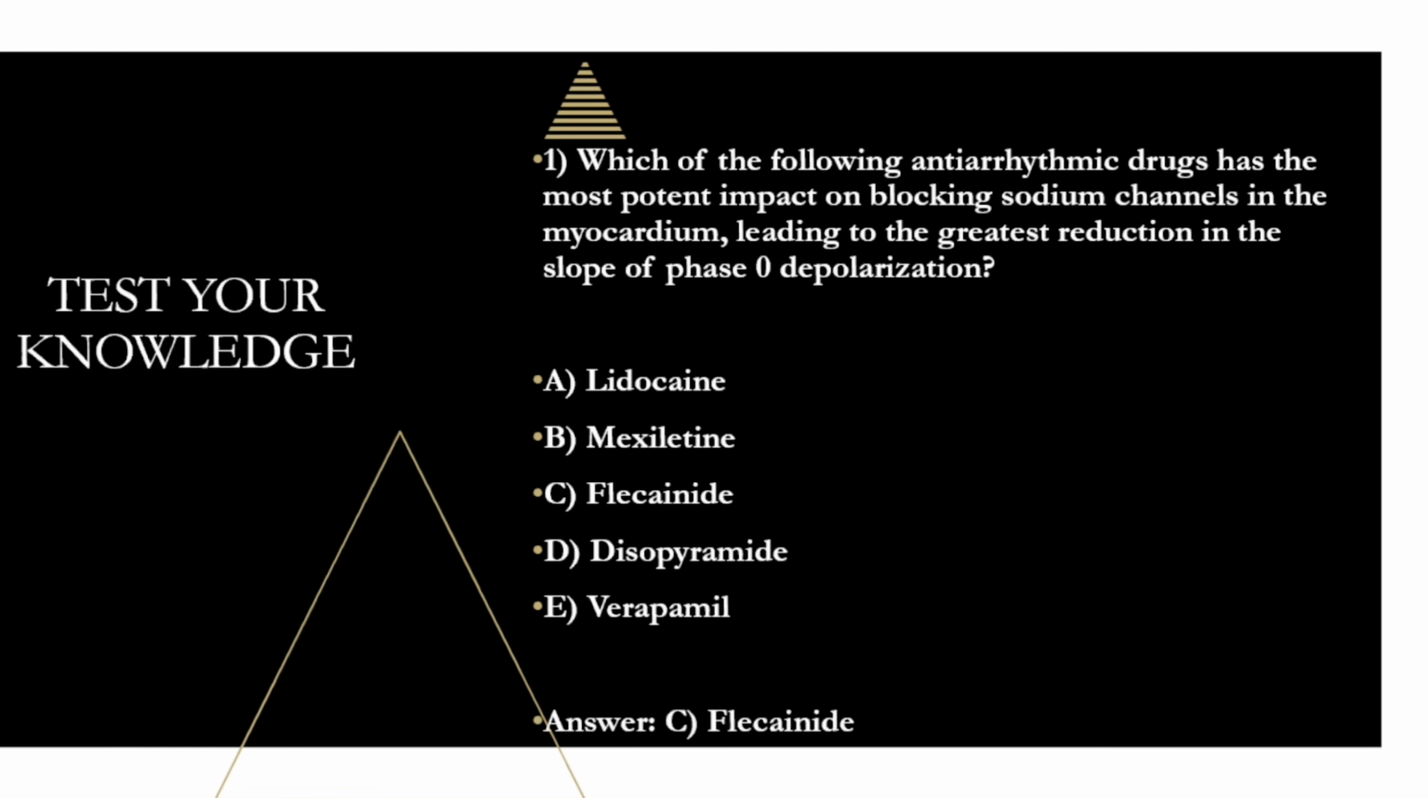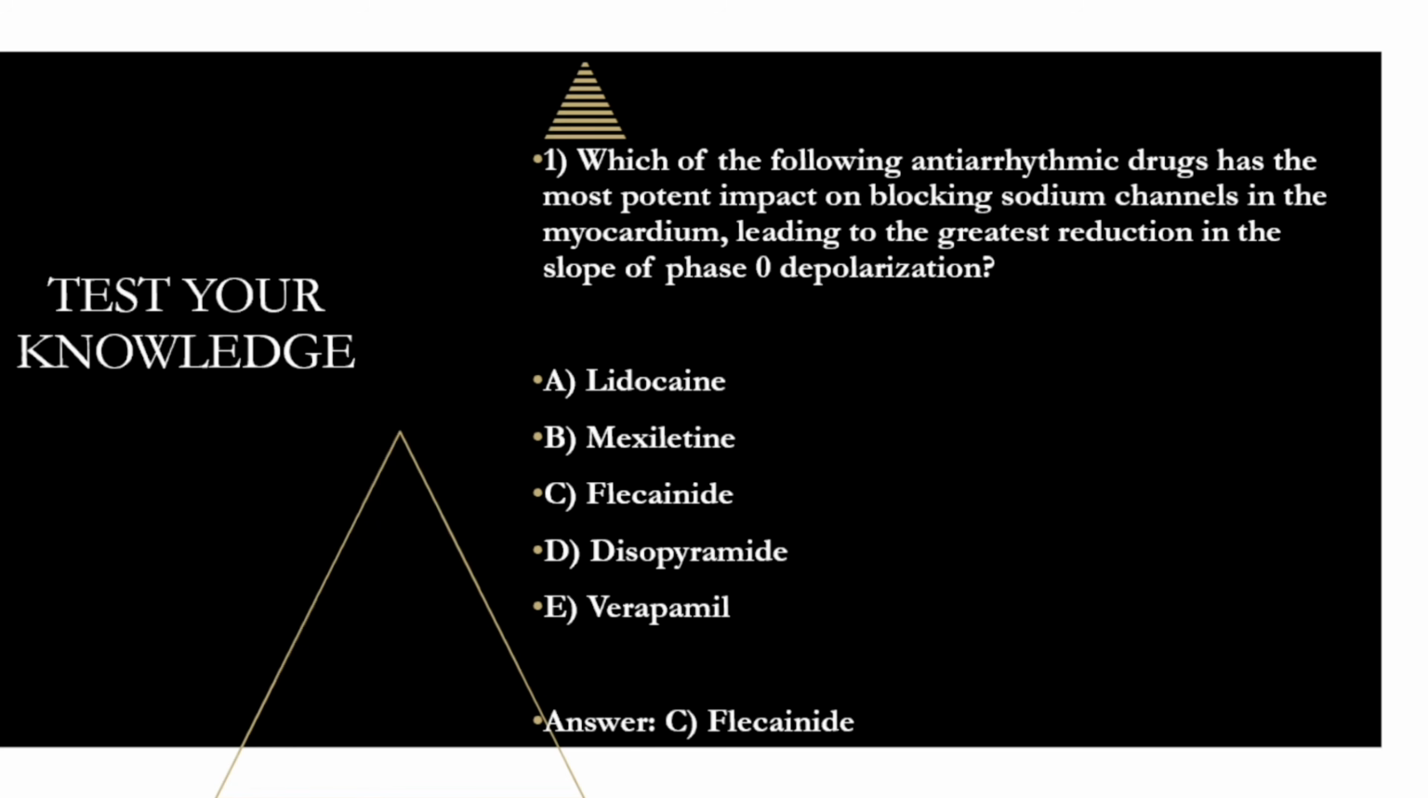So which of these meds has the most potent sodium channel blocking activity? We have 5 choices, and one of them we can knock out right away. Answer E is verapamil, which is a class 4 calcium channel blocker. So let's eliminate that option. Then we're left with 4 choices: lidocaine, mexiletine, flecainide, and disopyramide, which are all sodium channel blockers. And if we remember the mnemonic, all we have to do at this point is find the saltiest food, and we'll know that has the most potent sodium channel blockade.